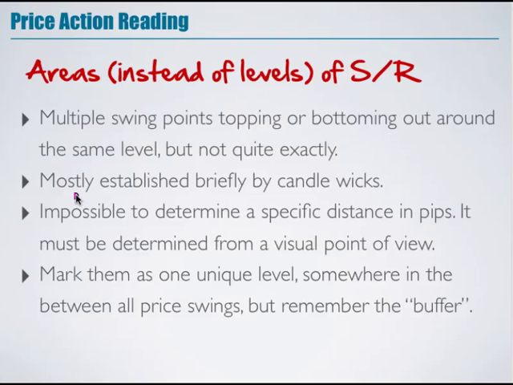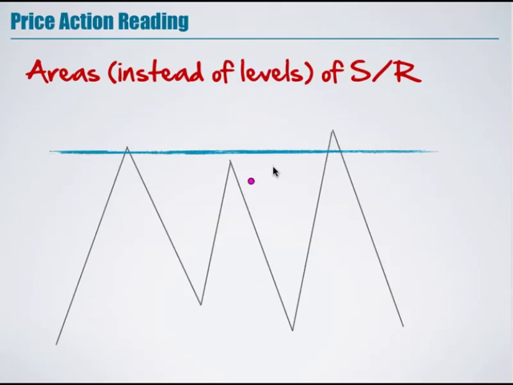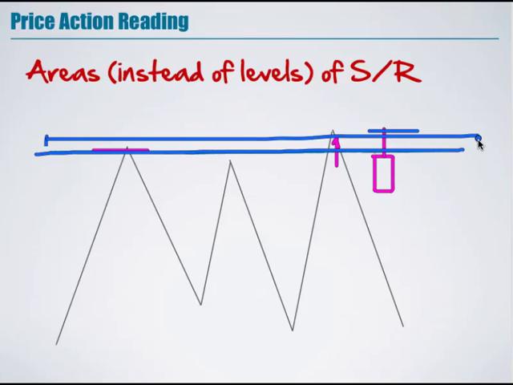Okay, now most of the time those areas are established briefly by the candle wicks. That means that the reason why sometimes they overshoot a specific price level is because we have a candle there and the wick kind of overshoots that area, and therefore, well, blurs out this very specific price level that we had previously determined, and now we kind of have to take into consideration the entire section.